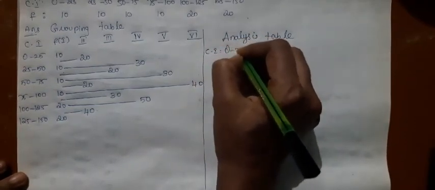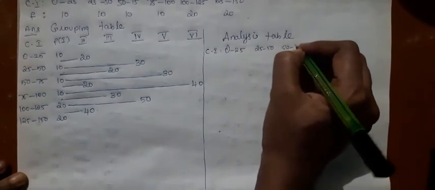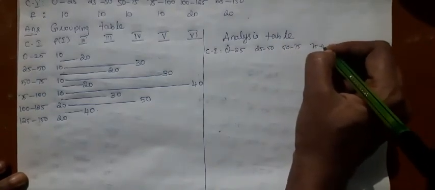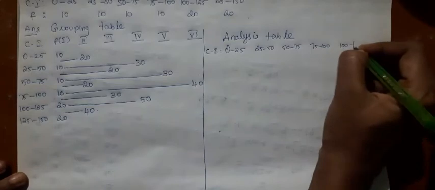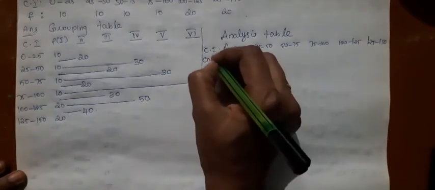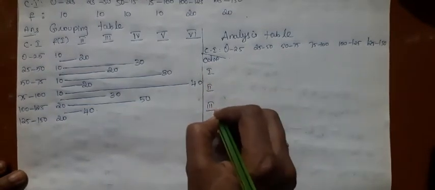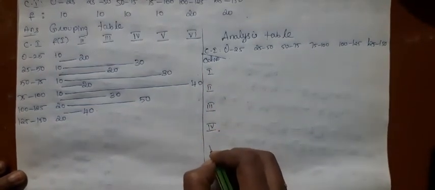Class intervals are 0 to 25, 25 to 50, 50 to 75, 75 to 100, 100 to 125, 125 to 150. Display it at the topmost row. And column numbers 1, 2, 3, 4, 5, 6. Always it is 6. Whatever be the number of data, it is always 6.